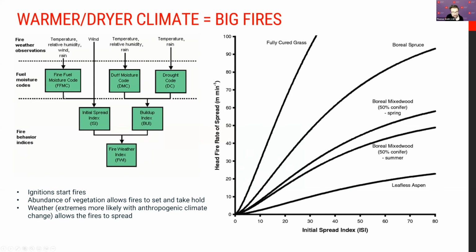And with climate change, the initial spread index is a function of temperature, relative humidity, rain and wind. With higher temperatures and low relative humidities, which is what we're expecting to see in European summers, particularly in Northern Europe, we're going to expect higher numbers in this particular index. That's going to lead to the faster spread of fires, which leads to exponentially large fires, but also more difficult fires to fight. A faster fire is much harder to fight than a slower fire, obviously.